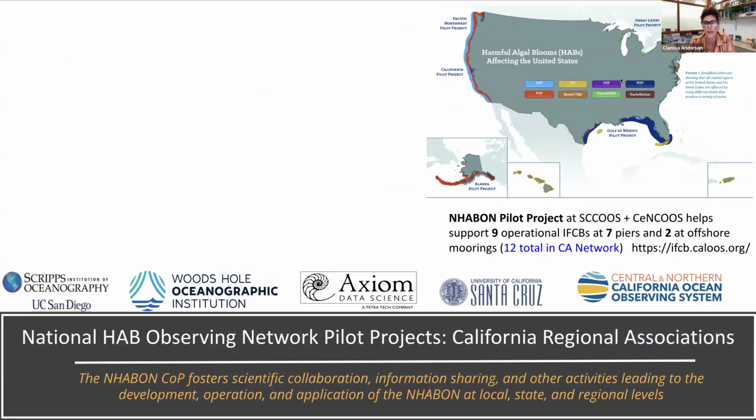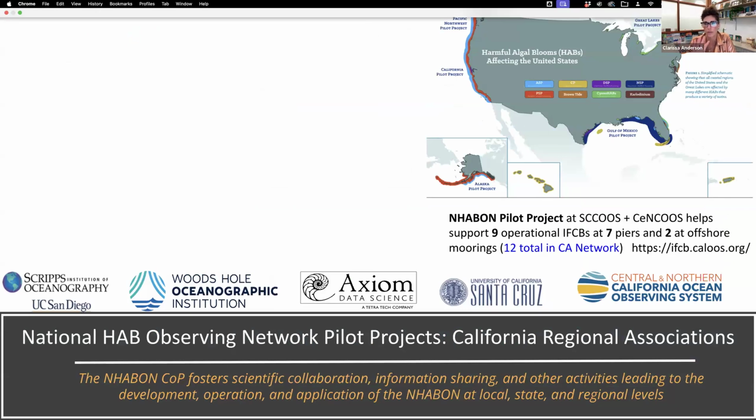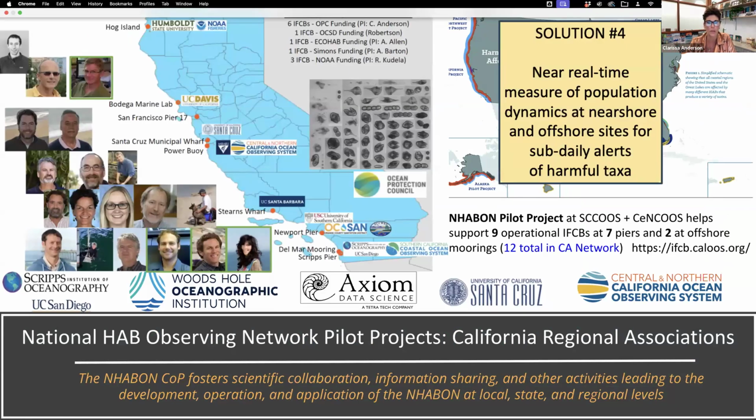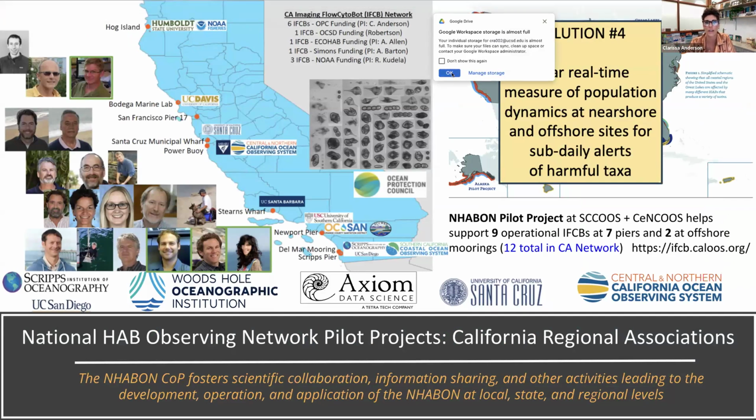So thinking about this through the lens of NHABON, where we've had pilot projects going for a number of years now, California has been one of those pilot projects. And so working together, SCOOS and SENCOOS, with all of our academic partners and many pioneers in the field here, we've been able to implement this imaging flow cytobot network with the hopes of not just getting real-time information at those same shore stations where HABMAP takes place, but also getting out on the shelf and getting some information that might really help us understand what's happening in the offshore environment and in places where we know are hotspots for HABs.